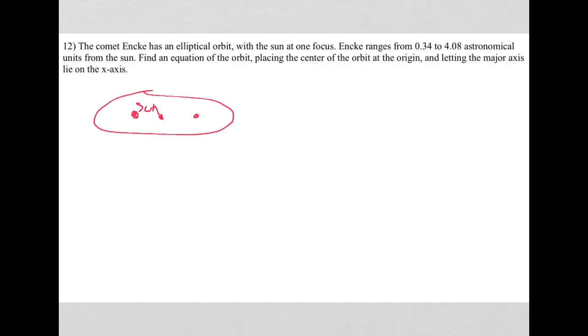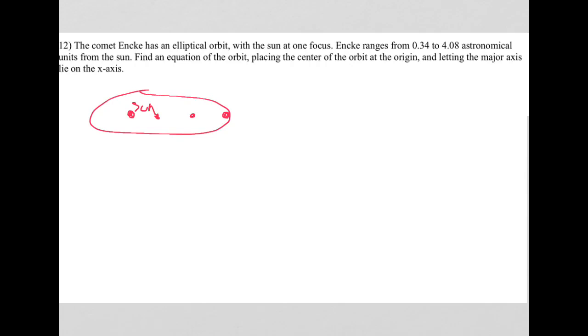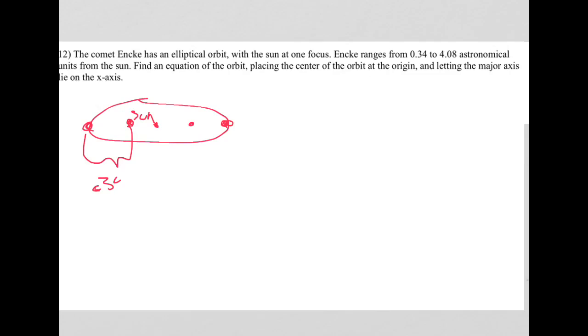And it says the comet Enki ranges from 0.34 to 4.08 astronomical units away from the sun. Well, if you think about its farthest distance from the sun, that's going to be this vertex right there. And then think about this distance right there, the shortest distance. That's going to be that little bugger right there. So we've got, boom, from the sun to that vertex is 0.34. And I still can't write. There, that's 0.34.